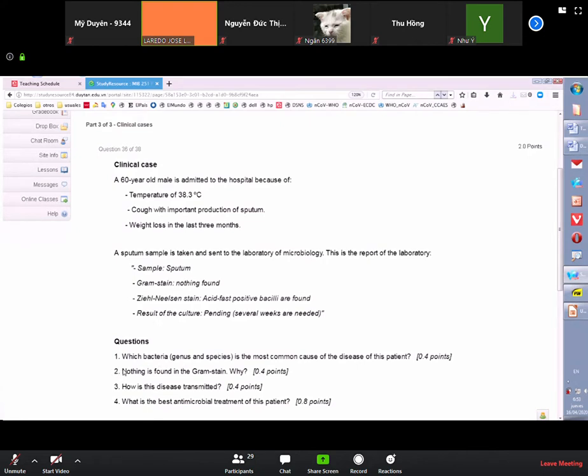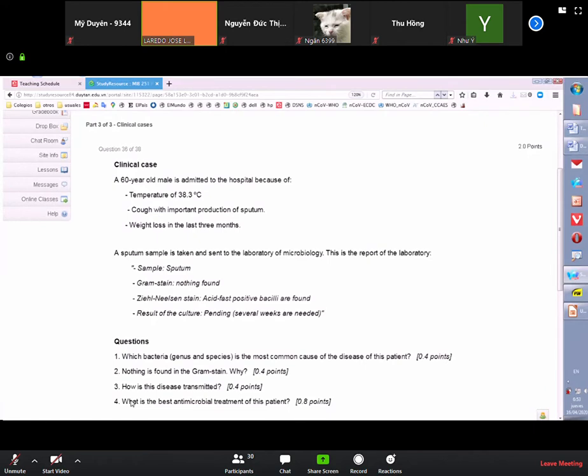Question number 2. Nothing is found in the gram stain. Why? It's very hard to stain. It has a high lipid content on the outer layer. Because it has many lipids, yes. That is the reason. Mostly glycolic acids. But if you answer because it has many lipids, it's enough. Okay. How is the disease transmitted? Mechanism of transmission? Through the air, airborne transmission.